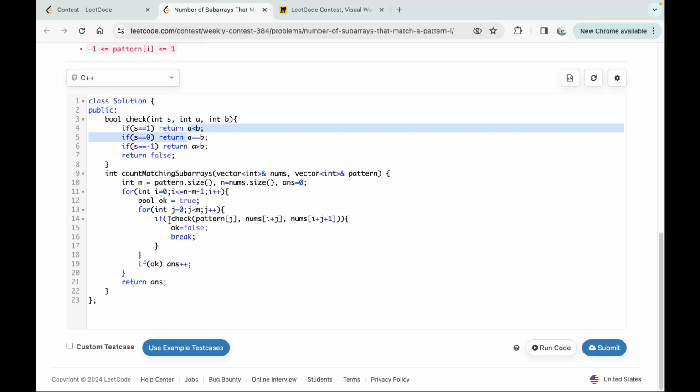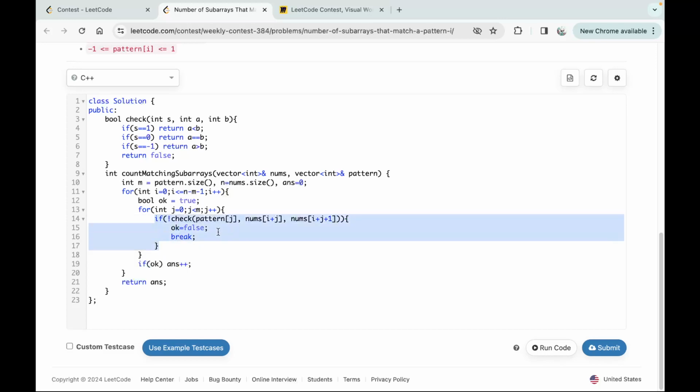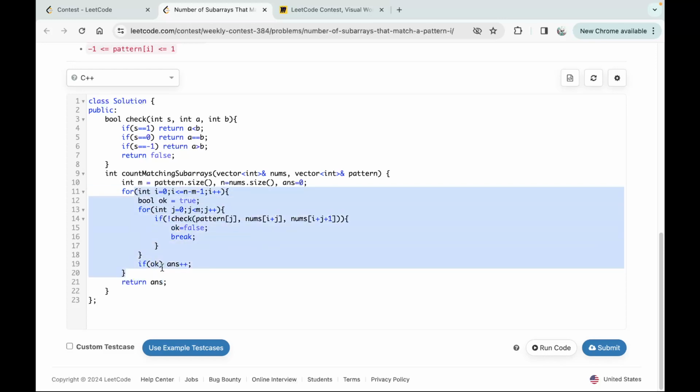So if at any point this condition is not satisfied, I'll set ok to false. That means this is not a subarray that I want to consider. It is not following the pattern, and I will also break from here, because what is the use of checking the rest of the array when it is already not satisfying the conditions, right? And if we do not set ok to false, then that particular subarray is following the pattern. If ok is still true, that means I have to include it in my answer. So that is it. After iterating here, I can simply return the answer.